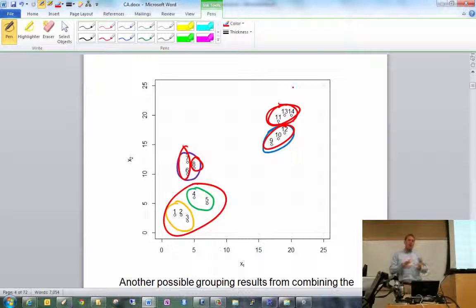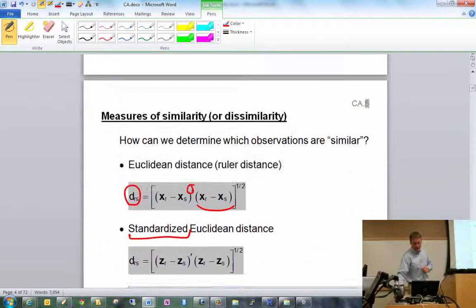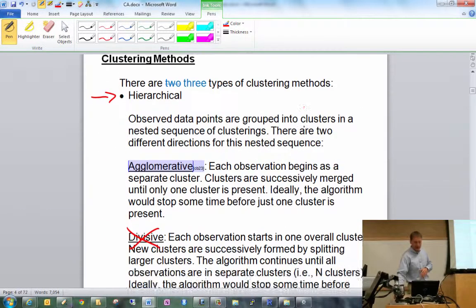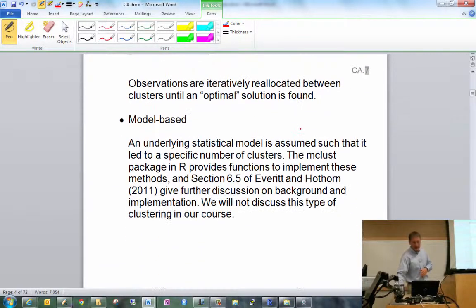So essentially, what you're doing is you're partitioning your observations based upon a known quantity of partitions that you specify. That's non-hierarchical. And we will talk about non-hierarchical.